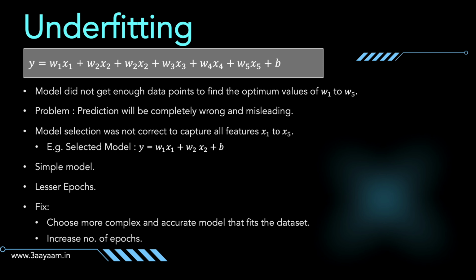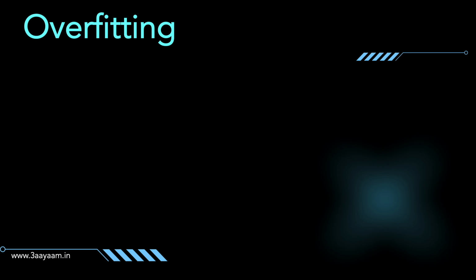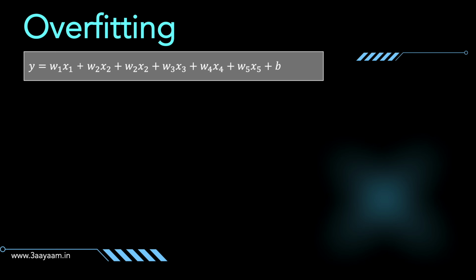The other way around is also true. If you understand the problem statement, but if you are not able to match or map the dataset with the problem statement, the same thing can happen. And it can spill over to another problem, which is known as overfitting. Now, what happens in overfitting?